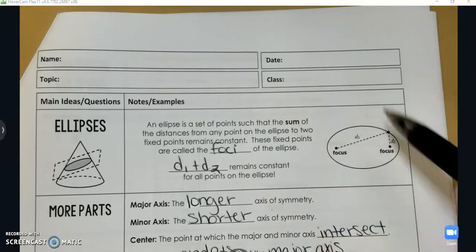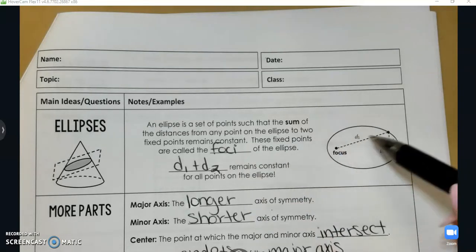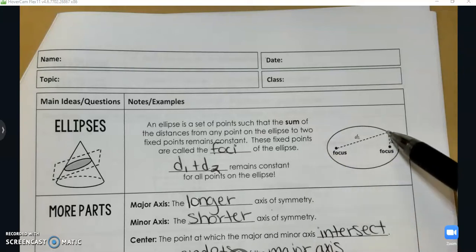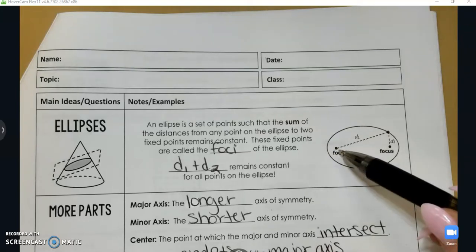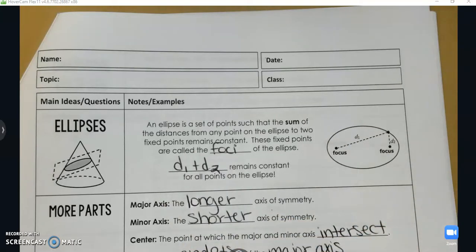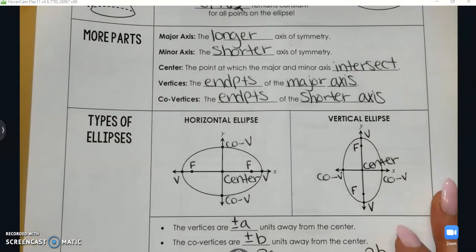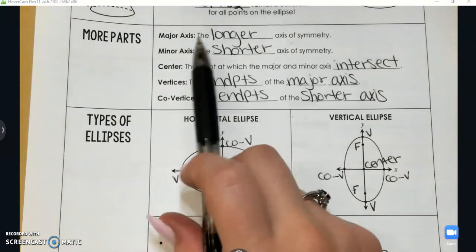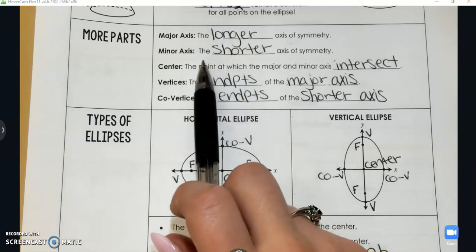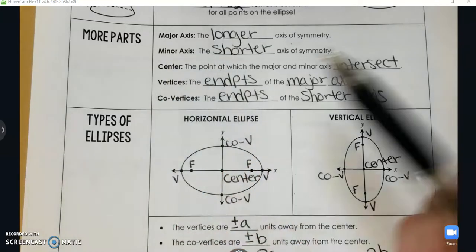and the plural of that is foci. And what these foci do is they say that anywhere you're standing in your ellipse, the sum of the distances to the 2 foci is the same. So we've got some new terminology we need to talk about. We have a major and a minor axis. The major axis is longer, the minor axis is shorter, and they intersect at the center of our ellipse.